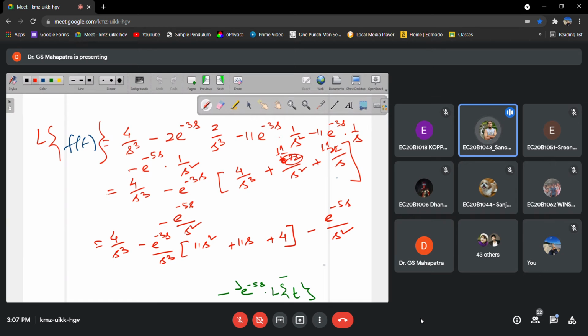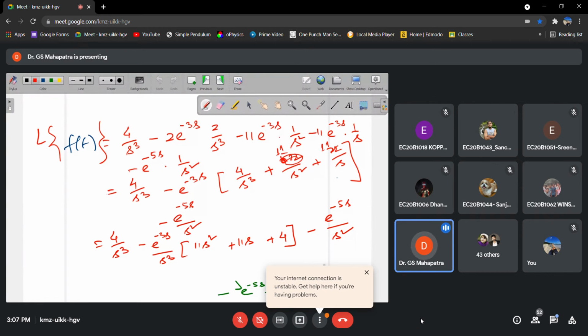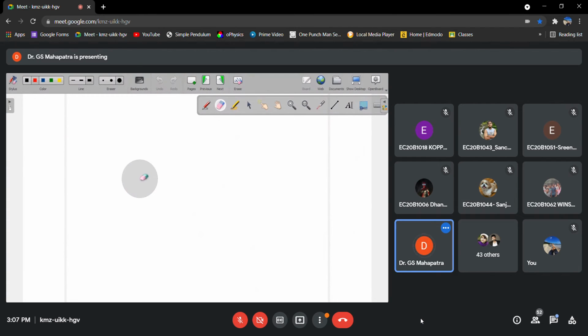Sir, I got almost the same answer. I think I missed one part, other than that I got the same. Okay. But have you used the second shifting theorem? I used the second shifting theorem, sir. Okay, good. So now I will give you 3 problems for practice purpose only. No need to send.